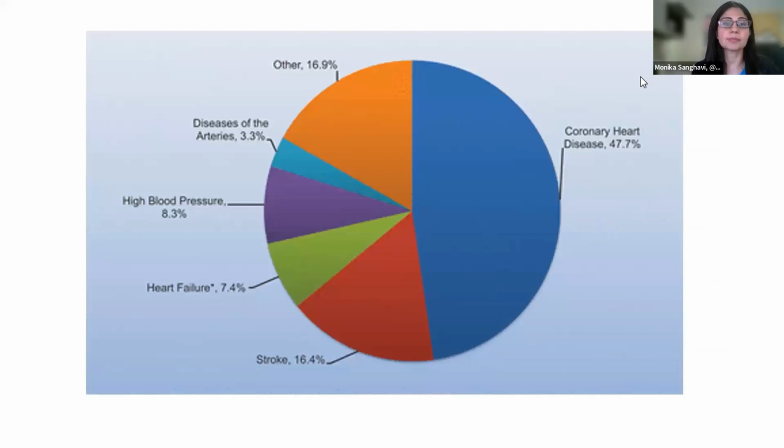This pie chart helps break down the causes of heart disease. What we think about most often is the blue part of the chart, which is coronary heart disease. However, it's important to remember that stroke, heart failure, high blood pressure in itself, other arterial diseases, valvular disease make up a significant segment of this pie chart as well.